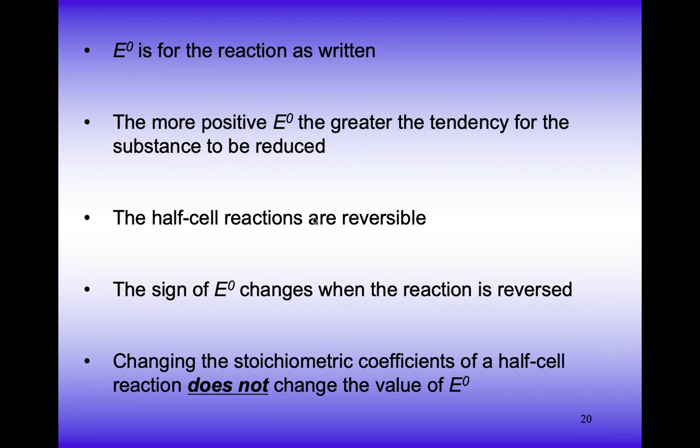And then finally, this is something that's different. So this is not the same as what we would do with Hess's law. When you change the stoichiometric coefficients, which is important because you do have to balance the reactions, you don't change the value of the cell potential. So let me just say that one more time. If you multiply one of these electrochemical reactions by 2, you do not change the value of the cell potential by a factor of 2. The only thing that you need to do is if you flip the reaction, you change the sign.